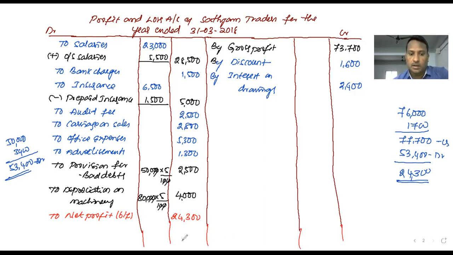Now the total amounts of both sides should be equal: 77,700 and 77,700. This net profit we carry forward to the next statement. Transfer to capital account, or transfer to balance sheet. Okay, my dear students, we completed the two statements. Let's move to the final statement, the balance sheet.